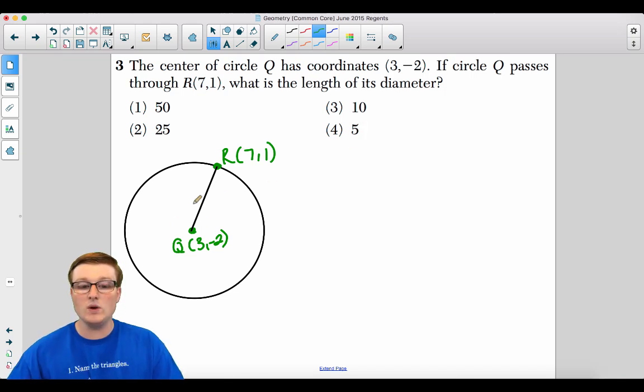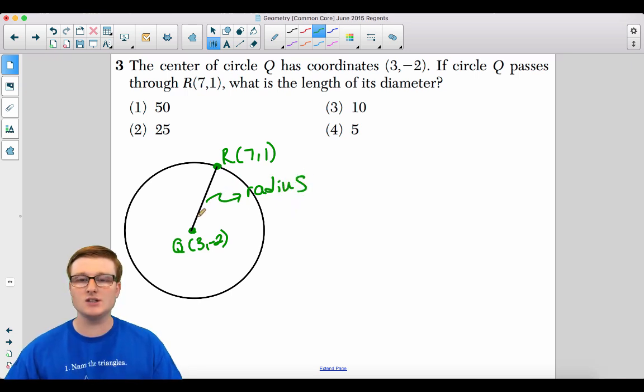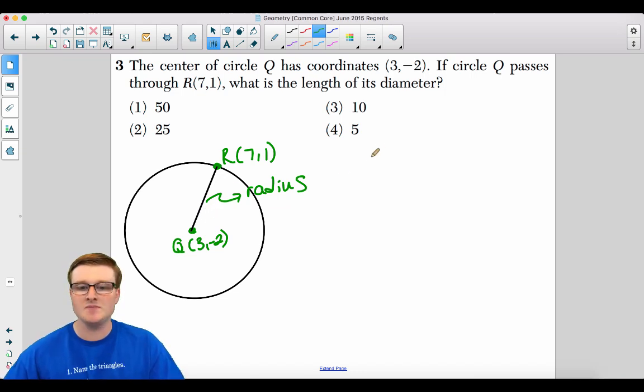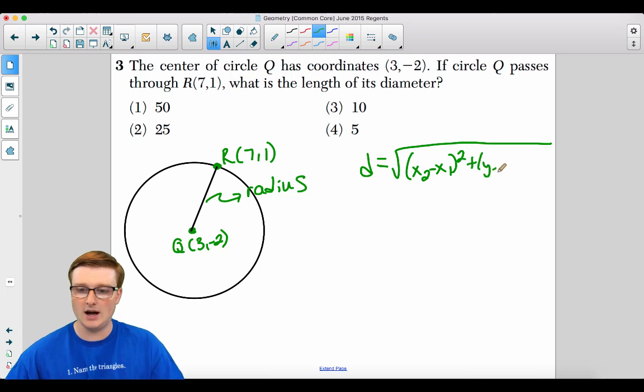So we could find the distance of the radius because it's asking you for the length of the diameter. In order to find the length of the diameter, and we're only given the radius, we have to find the distance of the radius. When you're given 2 points, we could use the distance formula. And the distance formula is the square root of x2 minus x1 squared plus y2 minus y1 squared. Okay? Devote that to memory for sure.